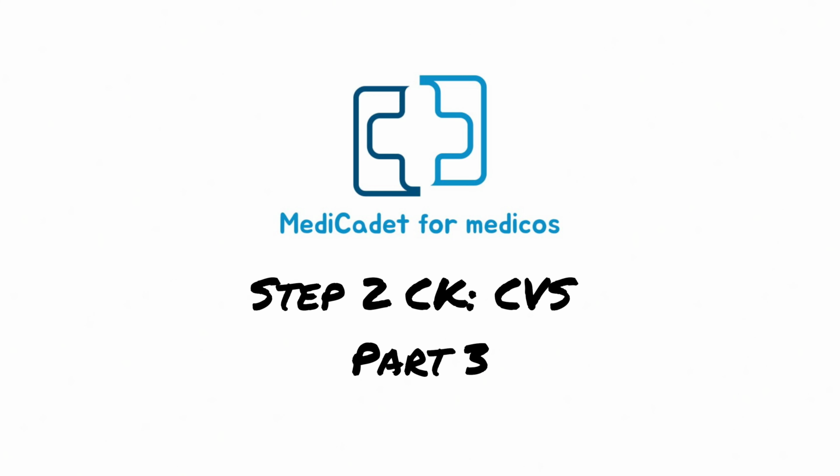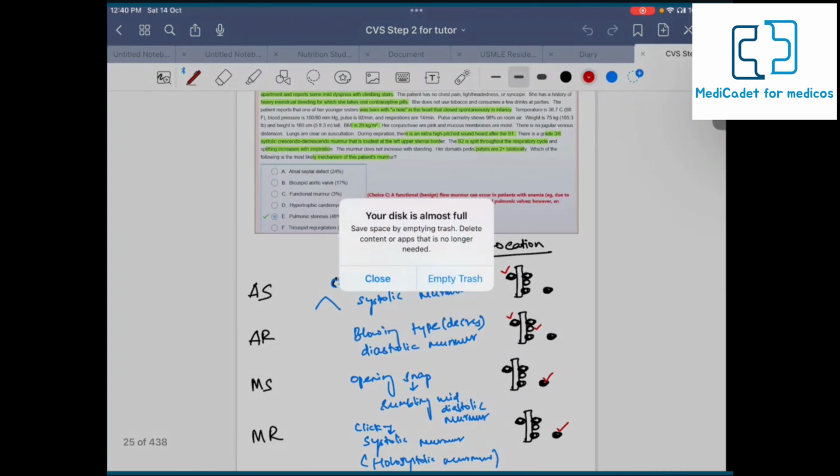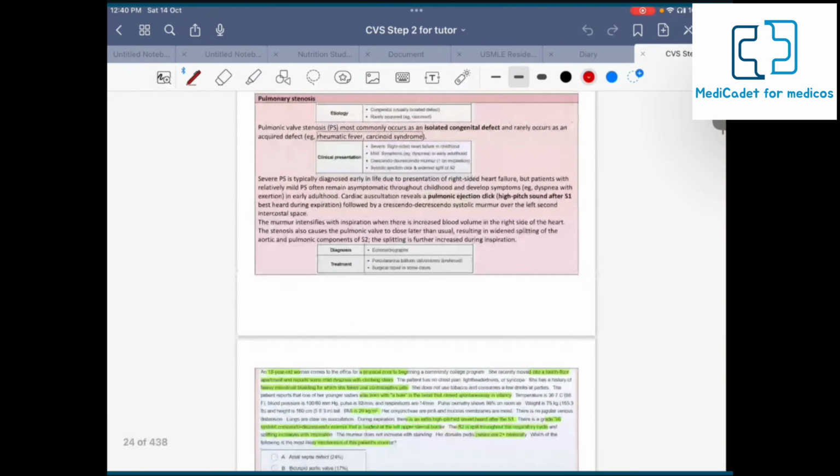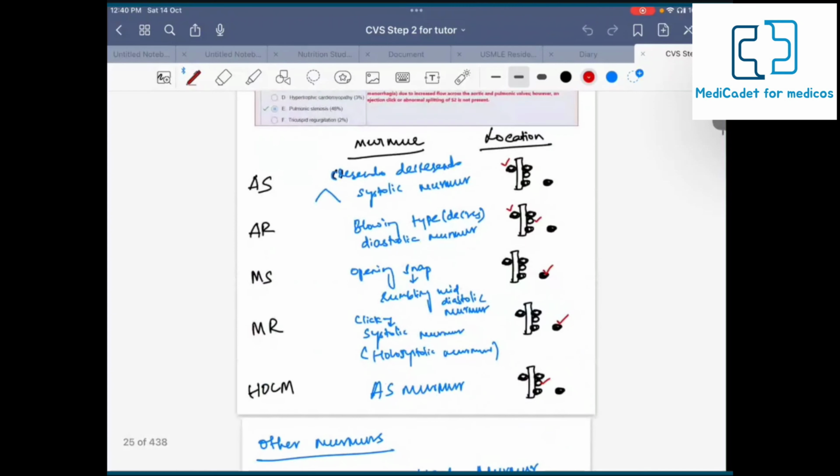So yeah. Okay then. It's 12:40. We can start. So we finished till, I think, here, pulmonary stenosis, and we will start from there.